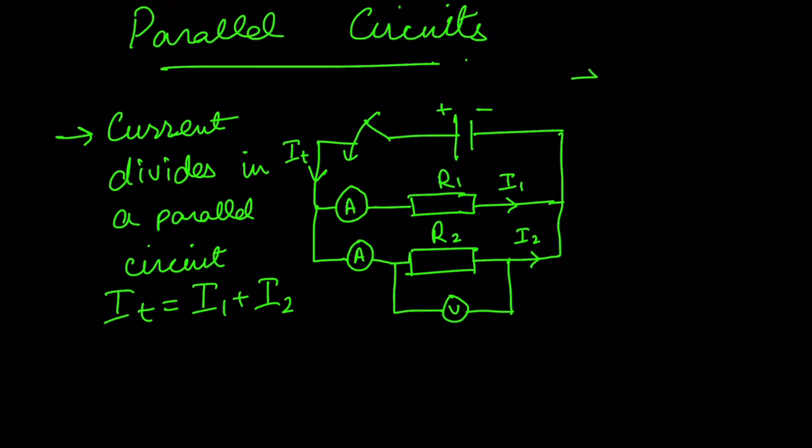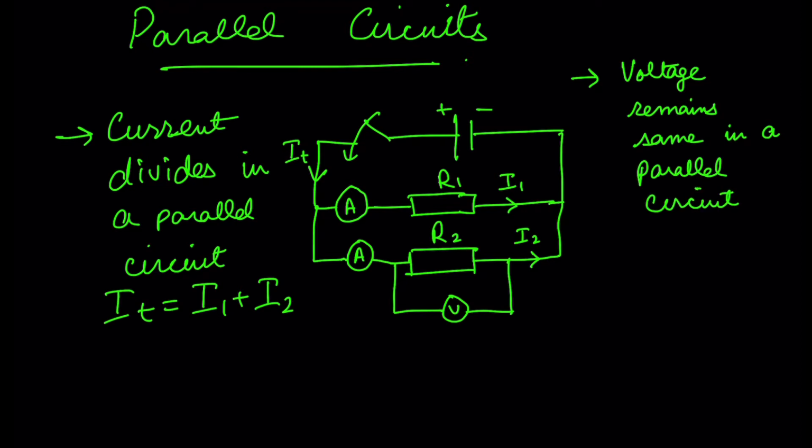Now let's talk about the voltage. So voltage remains same in a parallel circuit. So the voltage that you will see across R1 will be the same across R2. So this voltmeter over here will give us the total voltage. Now the voltage drop across R1 will be equal to that across R2, and it will be equal to the voltage or the EMF that is being provided by the cell.